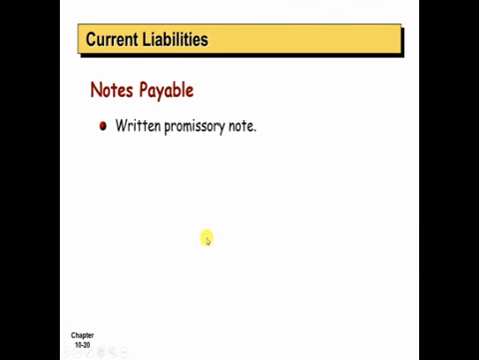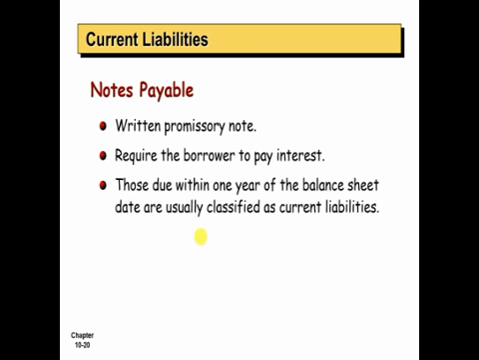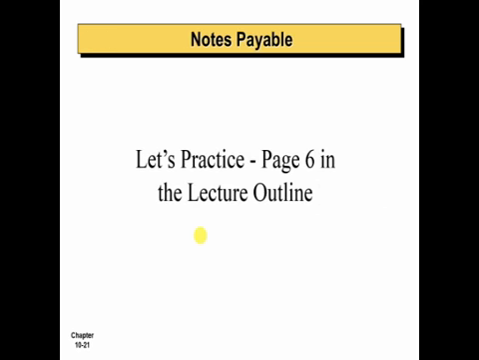Notes payable. These are written promissory notes. They require the borrower, the person that is asking for some time, to pay interest. Those that are due within 1 year of the balance sheet date are usually classified as a current liability.